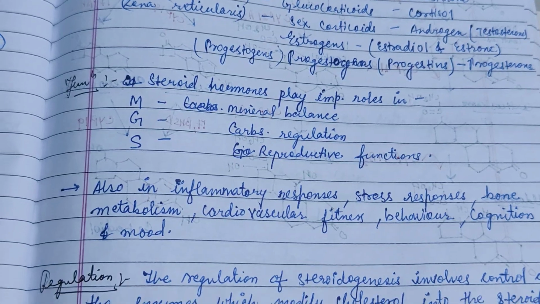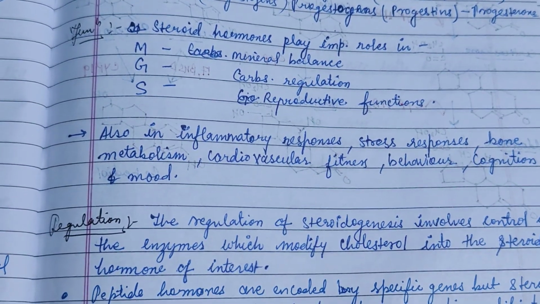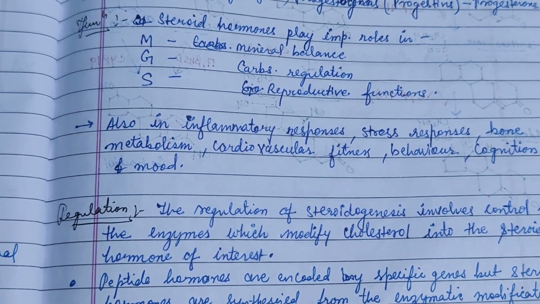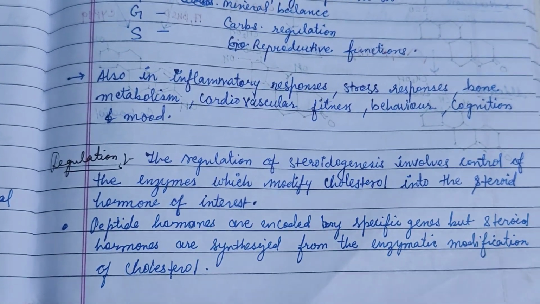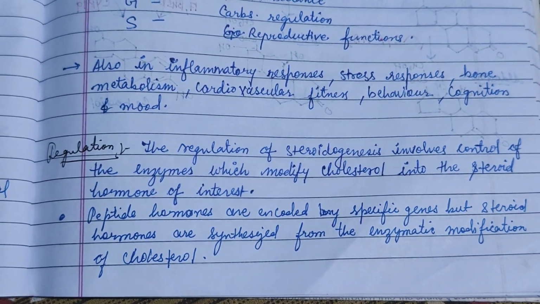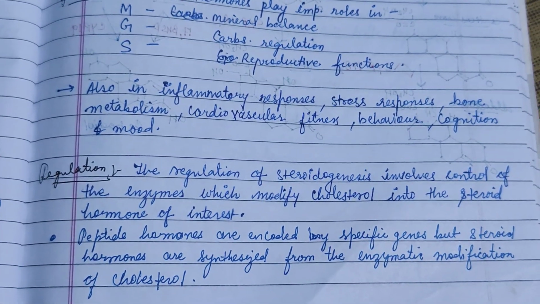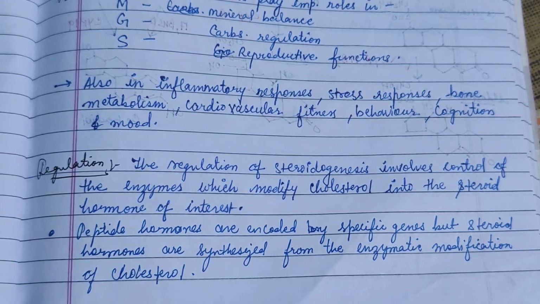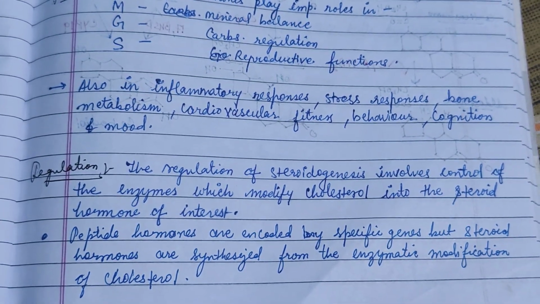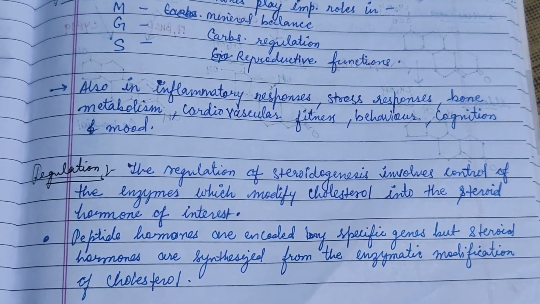In function, steroid hormones play an important role in mineral balance, carbohydrate regulation, and reproductive function. Also in inflammatory responses, stress responses, bone metabolism, cardiovascular fitness, etc. Regulation of steroidogenesis involves control of the enzymes which modify cholesterol into the steroid hormones of interest.